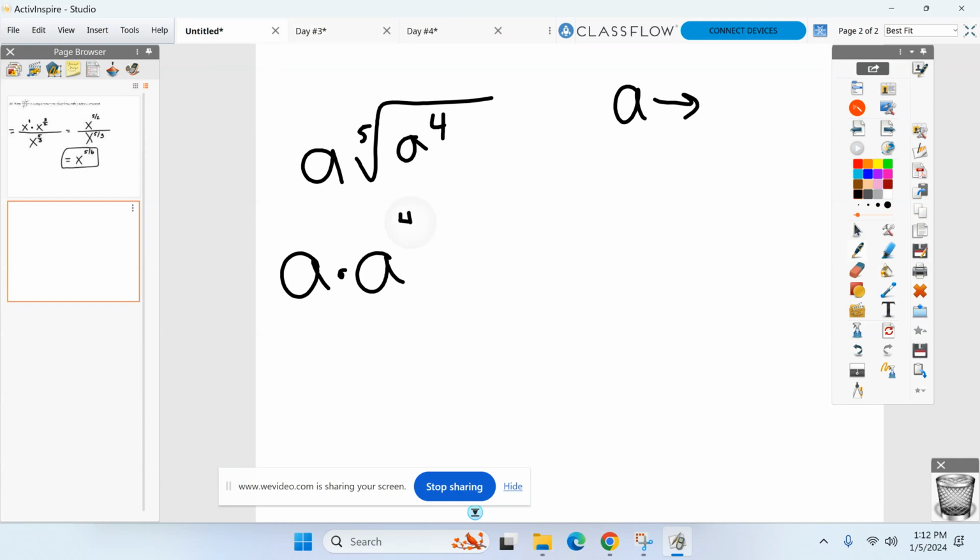So 4 over 5. Yeah. And then what do I do with the exponents? Add them. Remember, there's a 1 here, right? So it should be A to the 9/5.